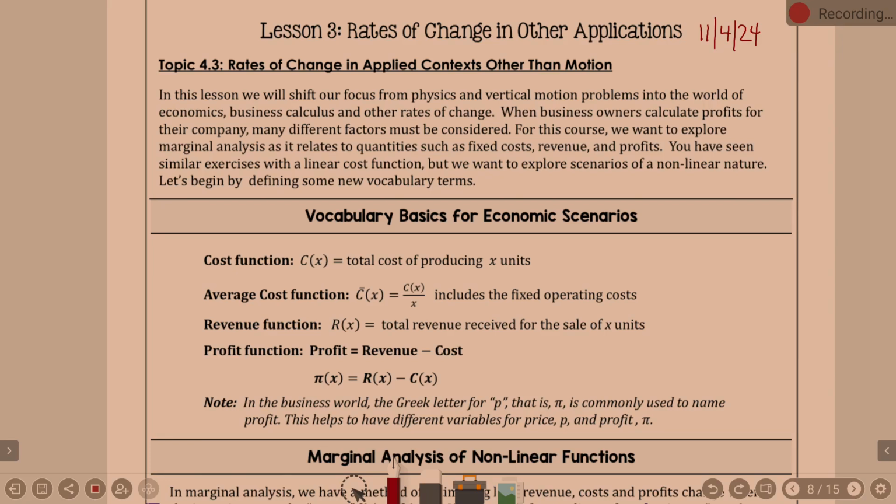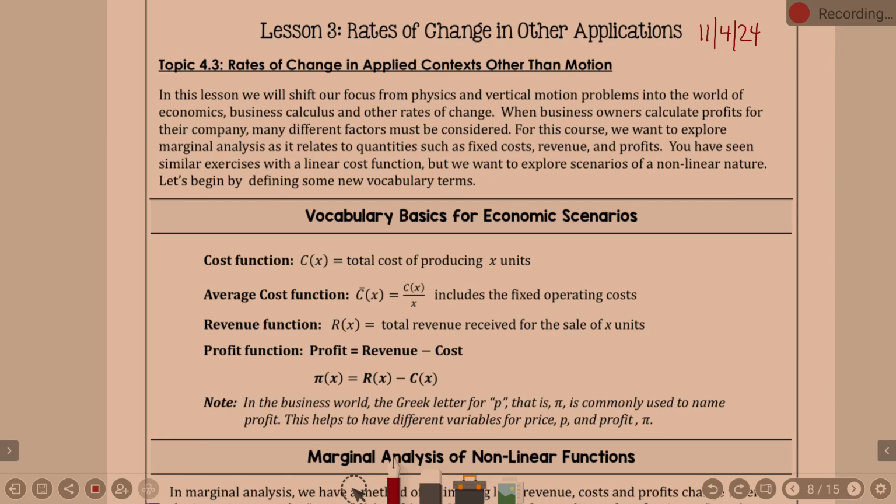When business owners calculate profits for their company, many different factors must be considered. For this course, we're going to explore marginal analysis as it relates to quantities such as fixed costs, revenues, and profits. We've seen similar exercises with a linear cost function, but we're going to explore scenarios of a nonlinear nature. So, vocabulary. Cost function. Your cost function is typically defined as C of X, and it finds the total cost of producing X units. Your input, X, is the number of units, and the output is the total cost.